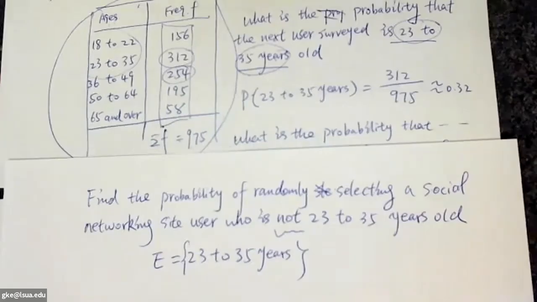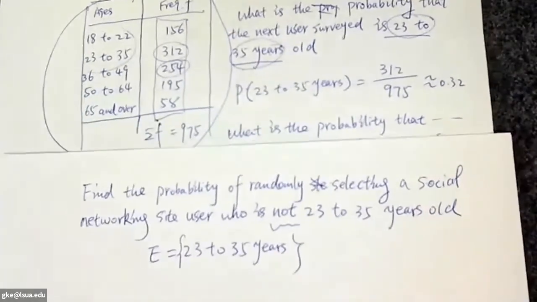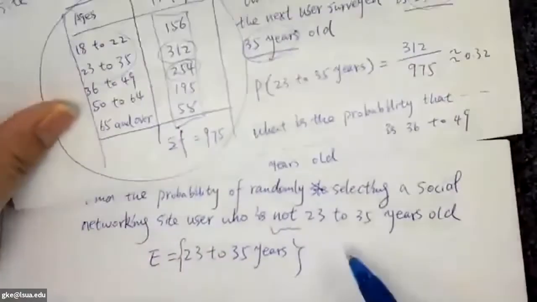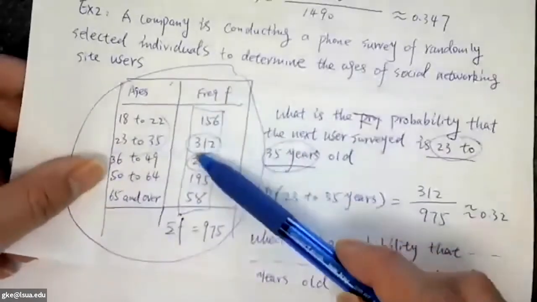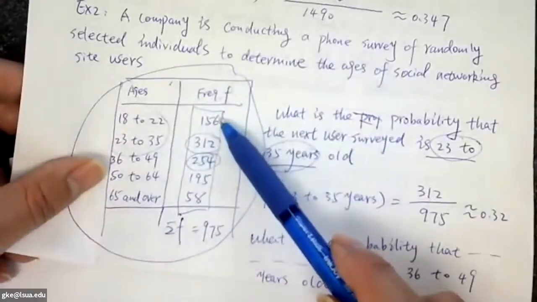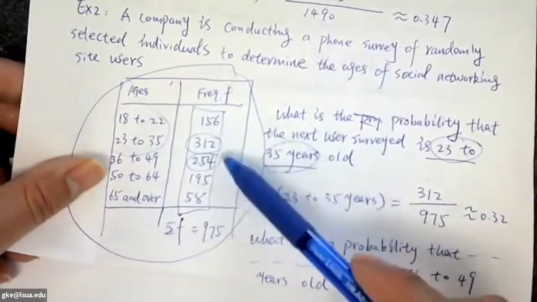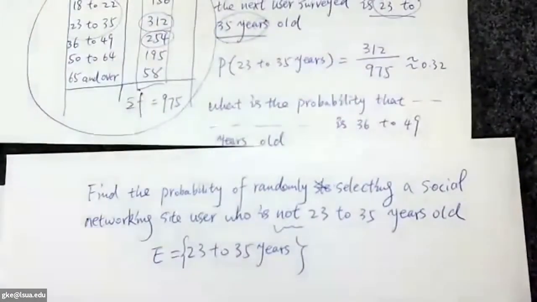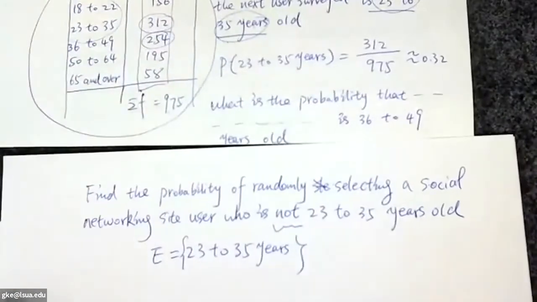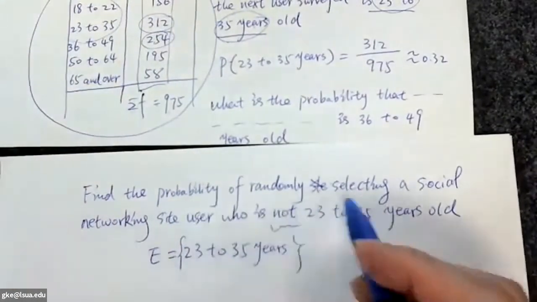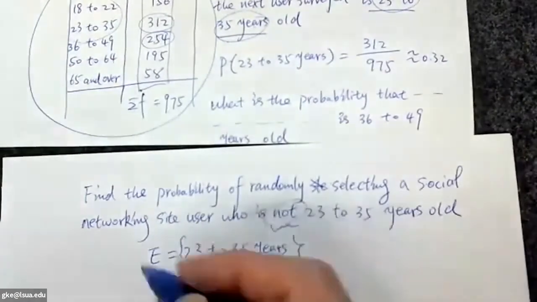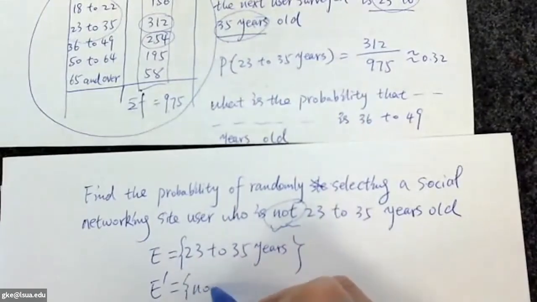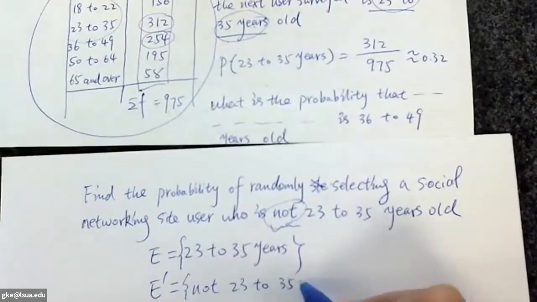Okay. Now I'm going to write down the answer on the board. Of course, you can use the older method. Not 23 to 35 years old, so just exclude this frequency and add all the other frequencies together, then divide by the total number. However, since we learned the complement of event E, here "not" means E prime, right? E prime, not 23 to 35 years old.